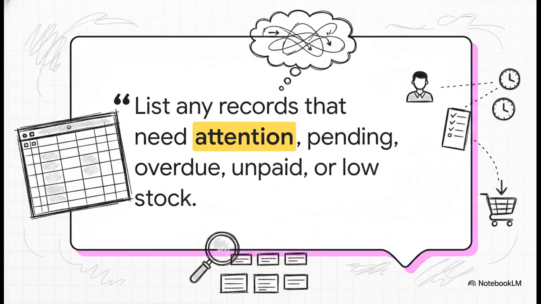You can just type a prompt into your dashboard, something like list any records that need attention, pending, overdue, unpaid, or low stock. The AI instantly scrubs your HR or learning sheets to find exactly what you're looking for and serves those matching records right up to you.